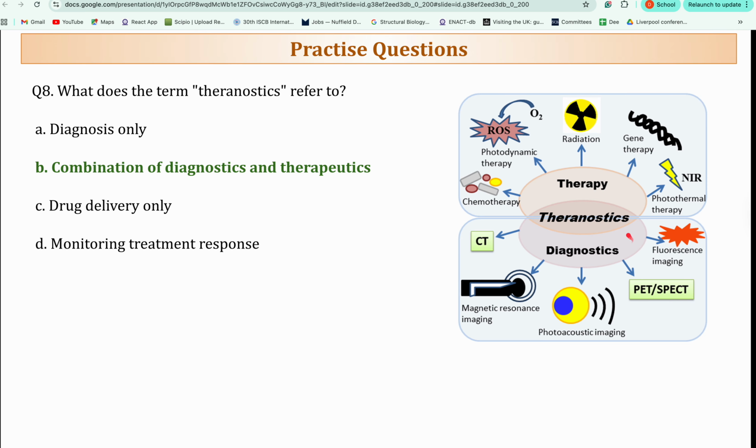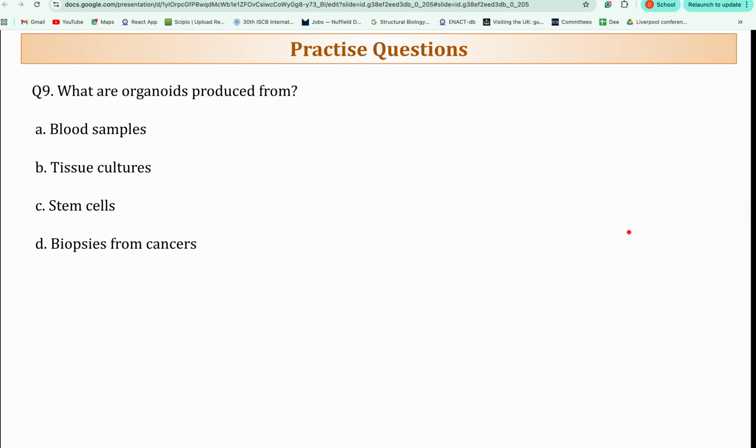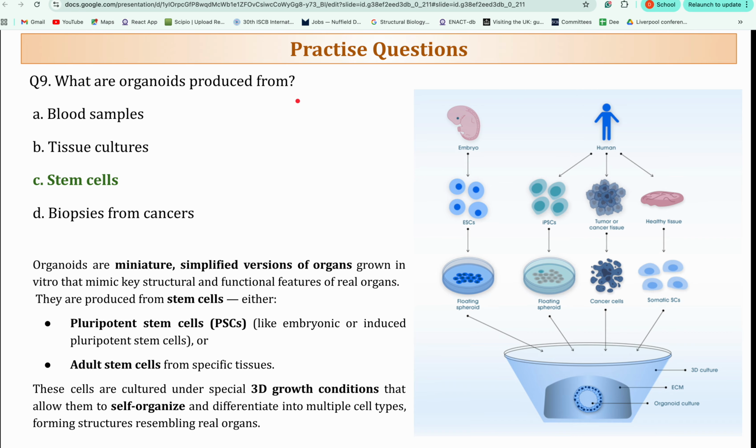So this is theranostics. Next question is, what are organoids produced from? Option A, blood samples. Option B, tissue cultures. Option C, stem cells. And option D is biopsies from the cancers. So you need to tell what organoids are produced from. Okay, let's see. The right answer is option C, that is stem cells.